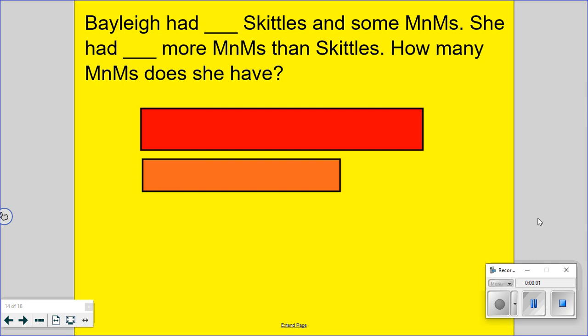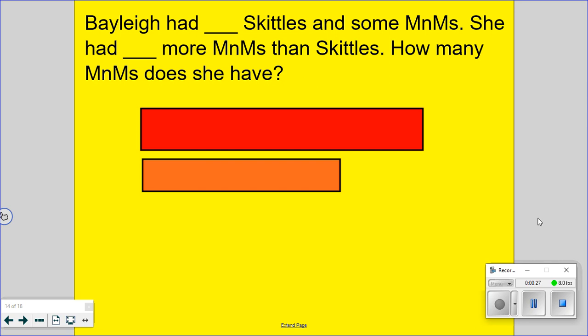This problem doesn't have any numbers in it, but we are going to use our bar to show which one is which. Let's read it. It says, Bailey had blank Skittles and some M&Ms. She had more M&Ms than Skittles. How many M&Ms does she have?